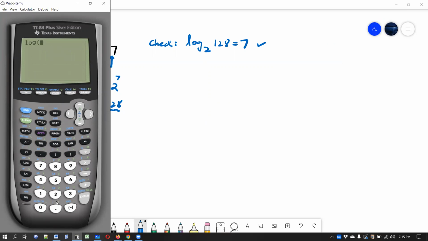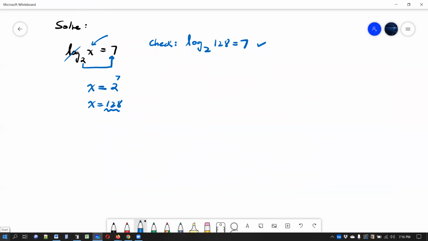Log base 10 of 128 divided by log base 10 of 2, and that should be 7. And there you go. Using the conversion formula, we get the number 7. Some calculators may have the actual way for us to enter the type of different bases, but if your calculator doesn't, you can use this specific formula that I've just used. Okay, so that's problem number 1.